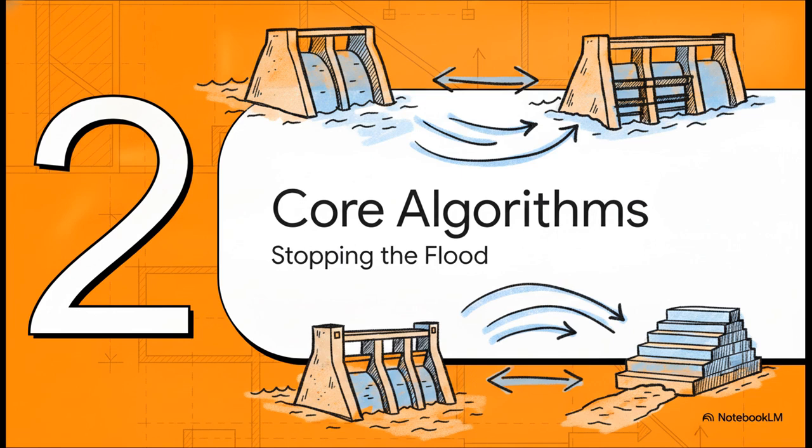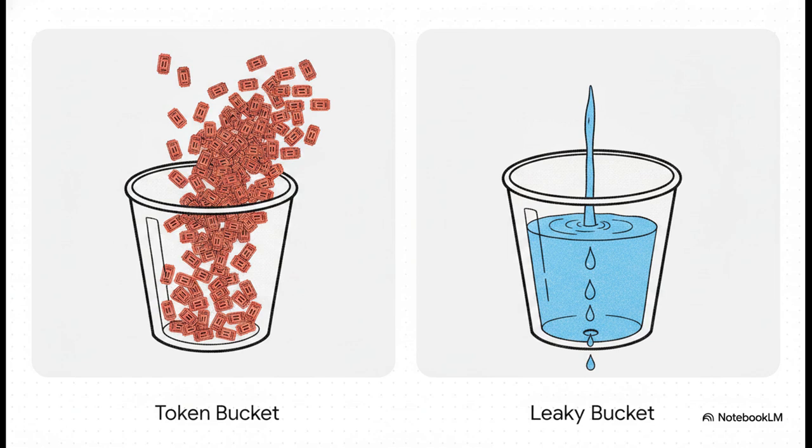Moving to part 2, the core rate-limiting algorithms. Now that we know exactly why we need the dam, let's look at the mathematical blueprints for how we actually build it. There are 2 really common approaches here, the token bucket and the leaky bucket. Picture the token bucket literally filling up with tokens at a constant, steady rate. Every API request costs you 1 token. The genius of this one is that it totally allows for short bursts of traffic, as long as you have tokens saved up in the bucket. That makes it perfect for APIs where users might click around really quickly.